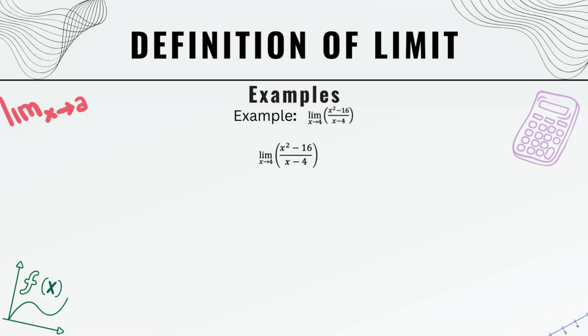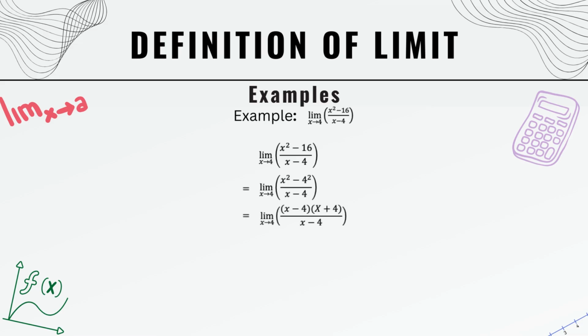Some situations will require us to do more than just substitute numbers. For example, this one here. Limit of y equals x squared minus 16 over x minus 4 as x approaches 4. If you substitute 4, then we have 0 over 0, which is undefined. We need to adjust so that our denominator will not equal 0 when we substitute 4.